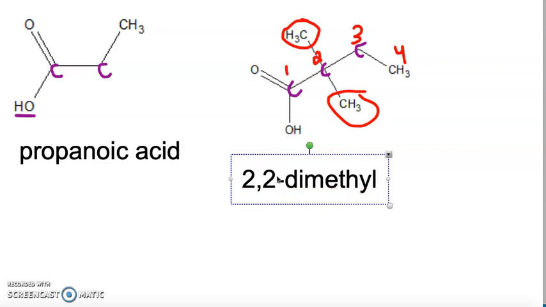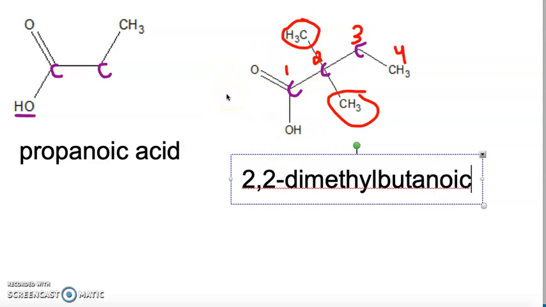Okay, there's no other side chains. We have 4 carbons at our main chain, so bute. And then because this is a carboxylic acid, and we know that because we have the carboxyl group over here, anoic acid. So 2,2-dimethyl butanoic acid.